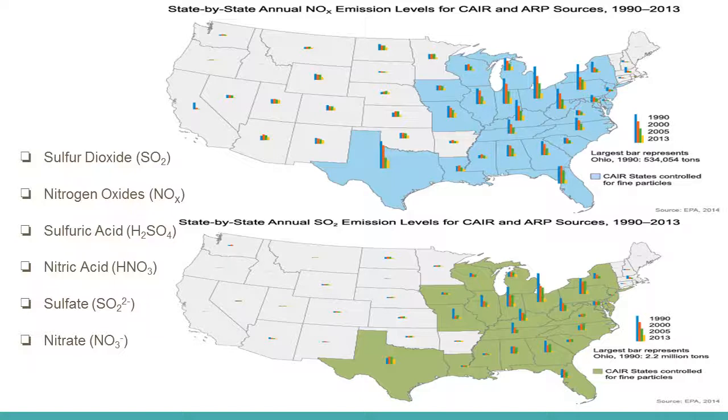This diagram displays the annual nitrogen oxide emission levels and the annual sulfur dioxide emission levels across the United States between 1990 and the year 2013. There are bar charts presented for each state for each compound. The blue bar chart indicates the amount of emissions from 1990. The yellow bar chart indicates the amount of emissions from 2013.